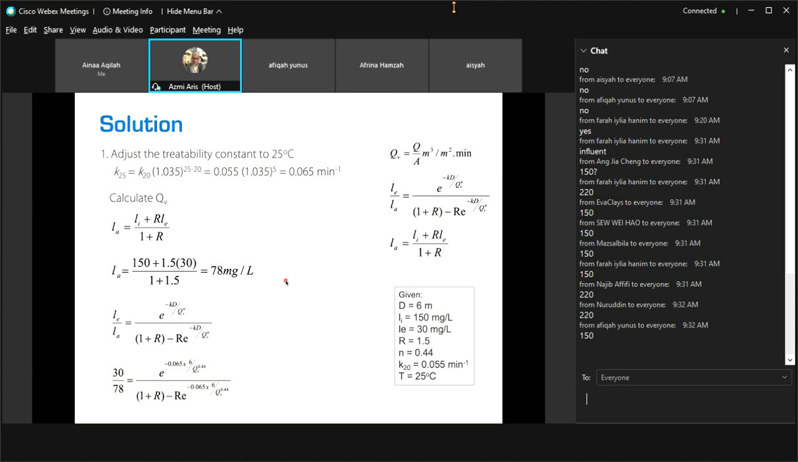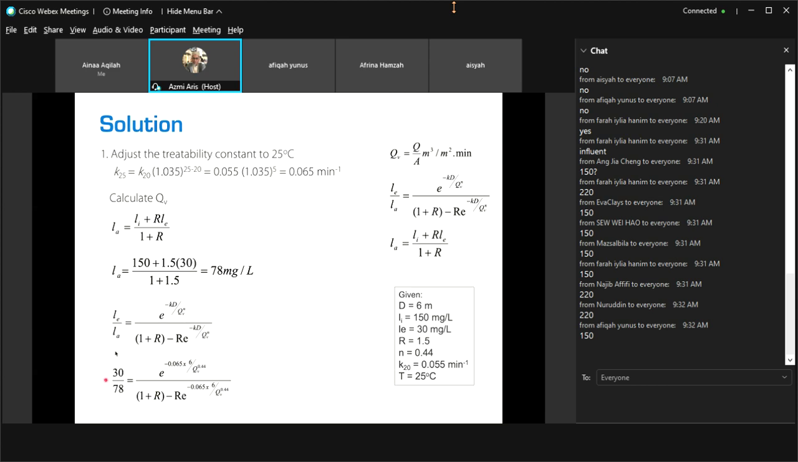Okay, so with this equation, we punch in the numbers: 30, 78, 1 plus R, this is 1.5, minus 1.5. So the problem is with this equation. Sorry, this is 0.065 multiplied by 6. It's not x to the power of 6. It is 0.065 multiplied by 6, divided by QV to the power of n, which is 0.44.